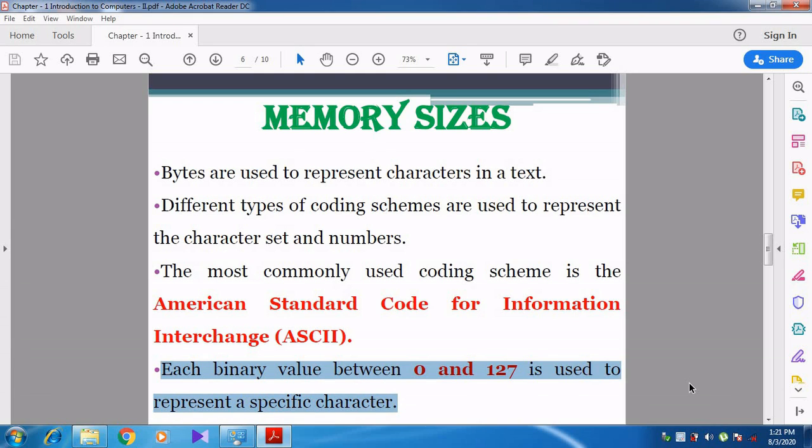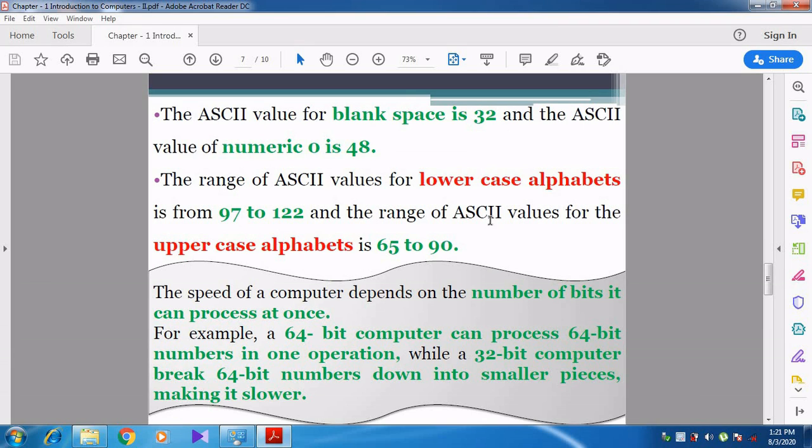Right, now we can see the ASCII values. See here, the ASCII value for blank space is 32. So whenever we press the spacebar in the system, the computer accepts the spacebar as the number 32. Then this 32 is converted into zeros and ones. Then the zeros and ones are accepted by the computer.